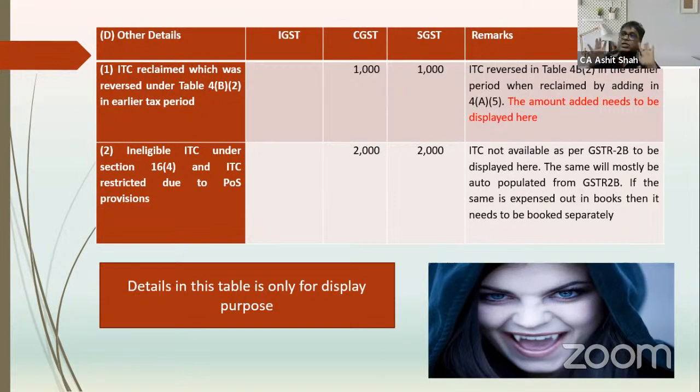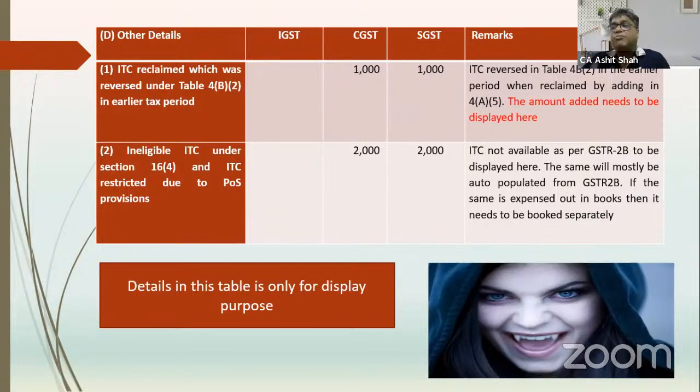So in such terms, your books of account have to be maintained in such a manner that they will reveal all the details like credit availed, credit unavailed, reversal of the credit, re-reversal of the credit. Otherwise, it would be very difficult to file the return.